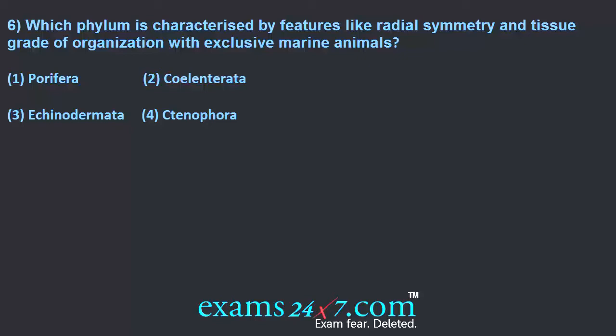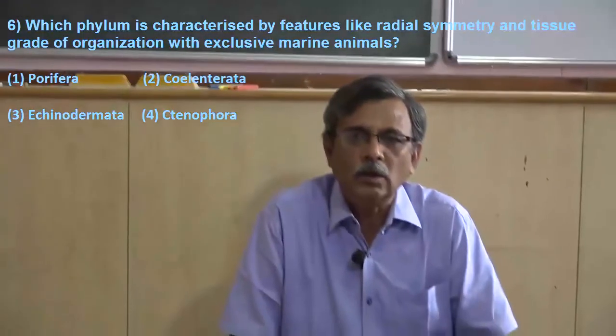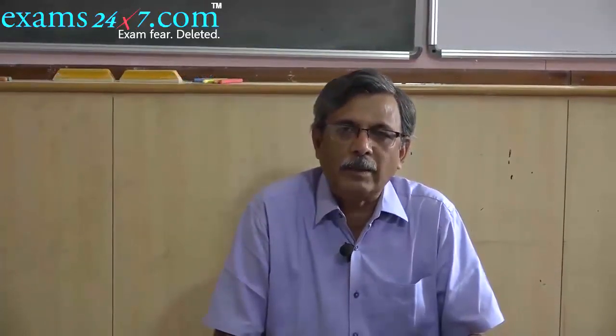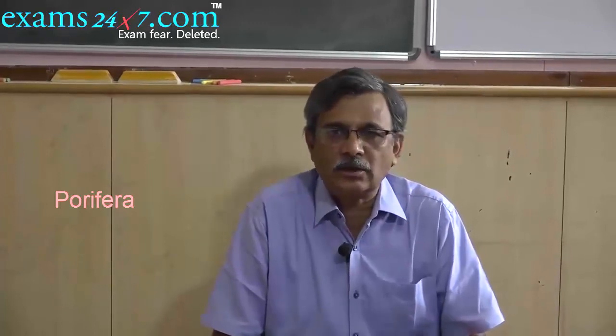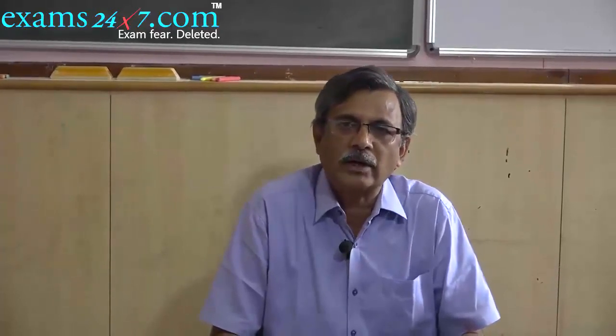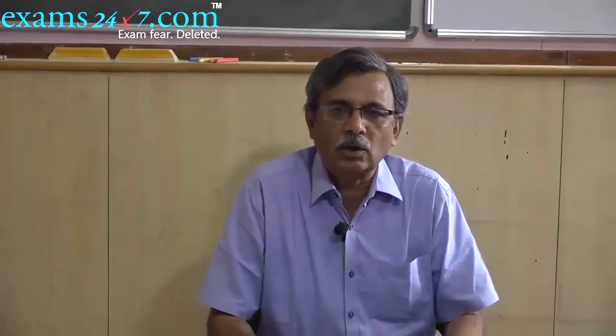An interesting question. The moment we say radial symmetry, we are going to shortlist the following phyla. Radial symmetry is exhibited by many members in Porifera, that is sponges. It is seen in coelenterates and ctenophores, what we call cnidarians. It is also seen in echinoderms. Only thing is, in echinoderms, the adults show radial symmetry, whereas the larvae are bilaterally symmetrical.